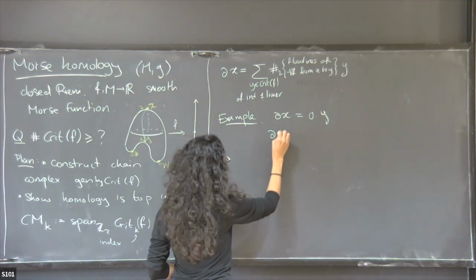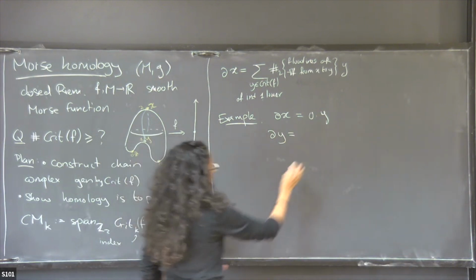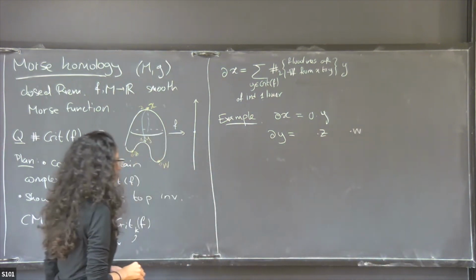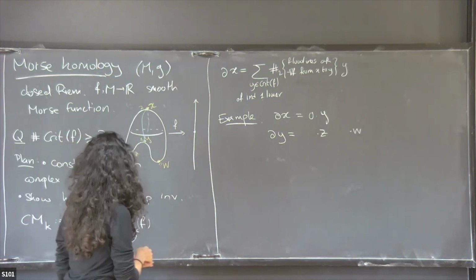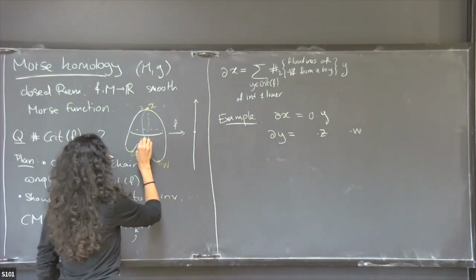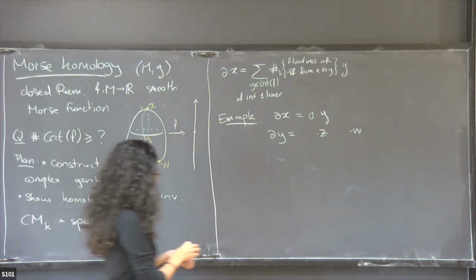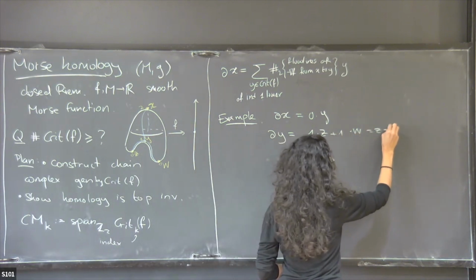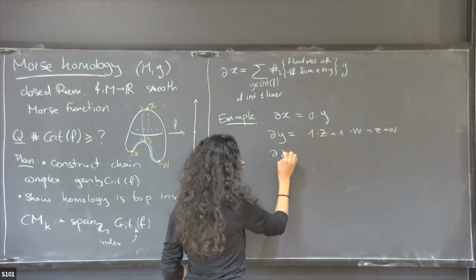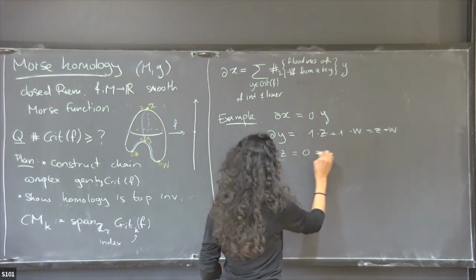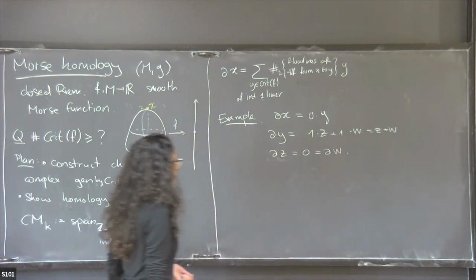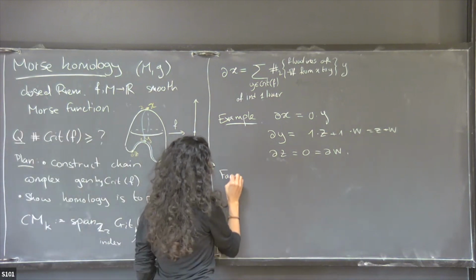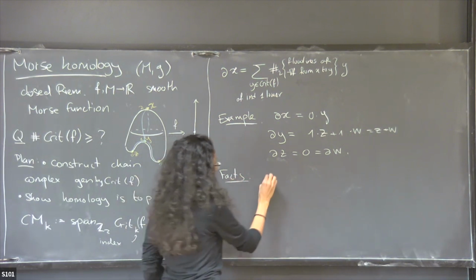The differential of y: the candidates are z and w, both of index 1 lower, and the coefficients are going to be just 1 because we have one negative gradient flow line going from y to each one of them. And for z and w, there are no critical points of smaller index, so the differential is just going to be 0. The non-easy fact is that this map is indeed a differential, so it squares to 0.